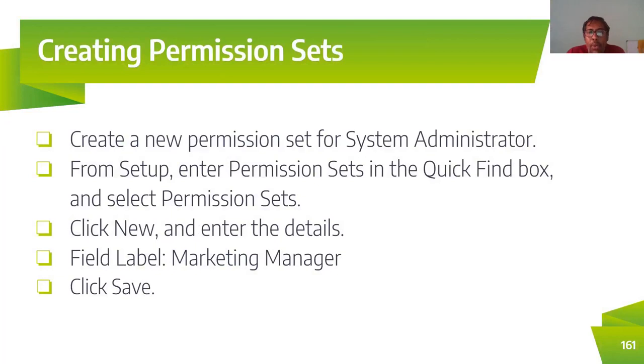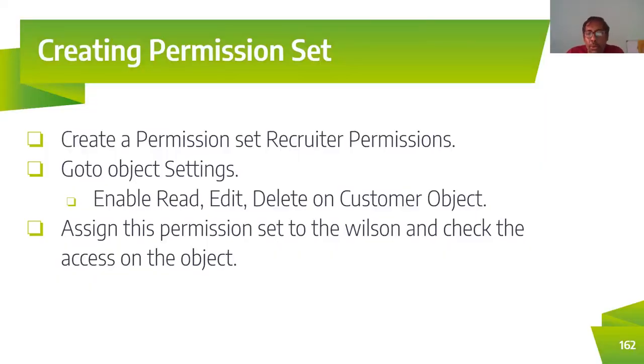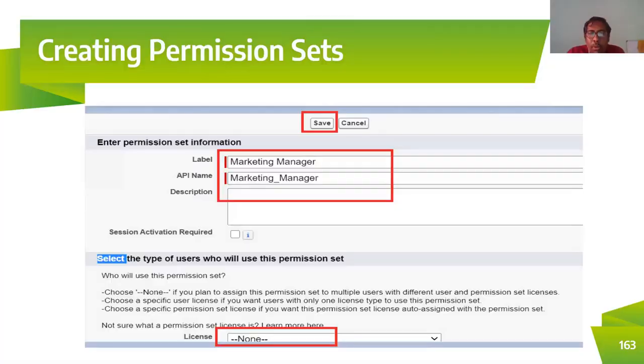So again, go to the new permission set from the setup, or create a new permission set for system administrator. Enter permission set in Quick Find, select Permission Sets, click on the New button, enter the details, like the label called Marketing Manager, and click on Save. Now create a permission set called recruiter permission. Go to object settings and enable read, edit, delete on the custom object, only the particular custom object. Assign the permission set to Wilson and check the access of the object. This is what we're going to do with the permission set.